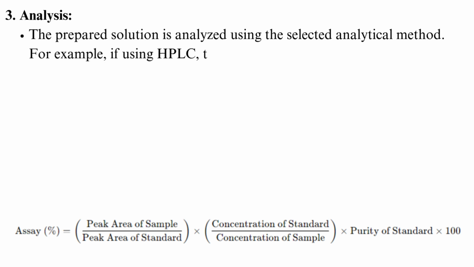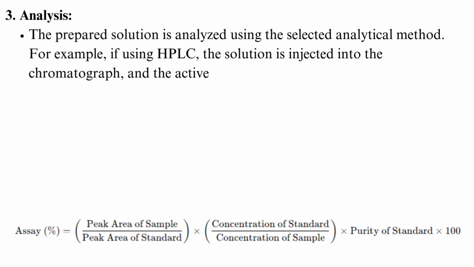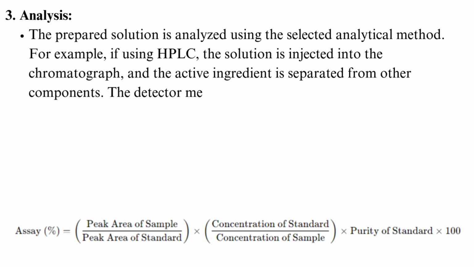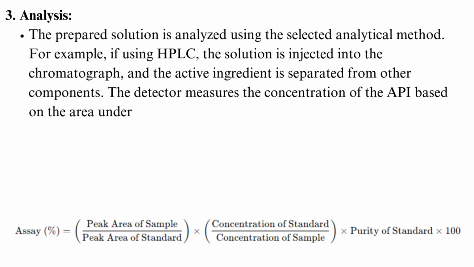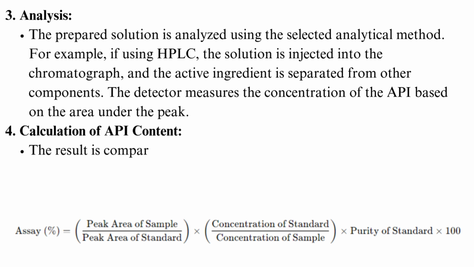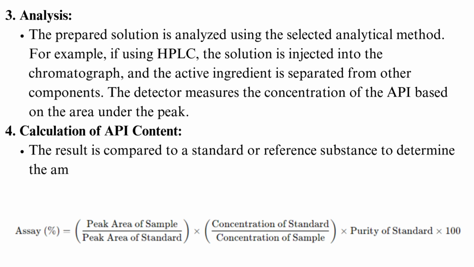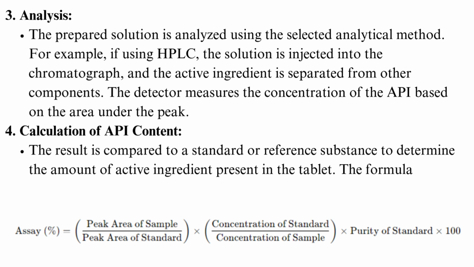For example, if using HPLC, the solution is injected into the chromatograph, and the active ingredient is separated from other components. The detector measures the concentration of the API based on the area under the peak. Calculation of API content. The result is compared to a standard or reference substance to determine the amount of active ingredient present in the tablet. The formula used for calculating the assay of the active ingredient is as follows.